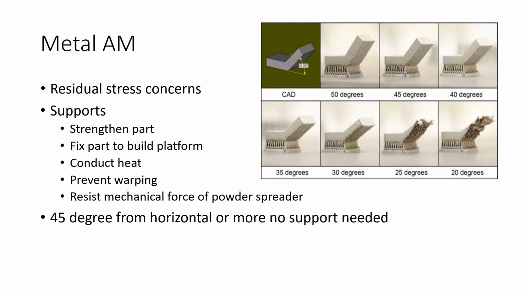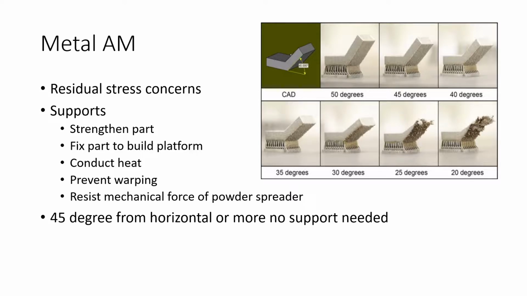Supports are extremely important for metal additive manufacturing, and this is because they serve many functions, including strengthening of parts, fixing parts to the build platform, conducting heat away from the parts, preventing warping, and resisting the mechanical force of the powder spreader.